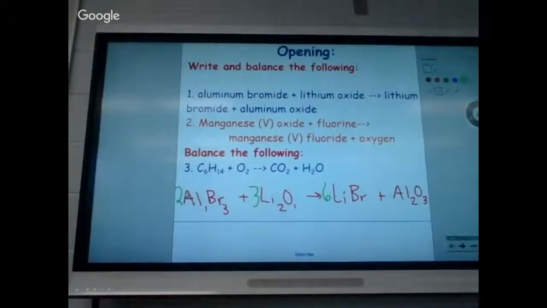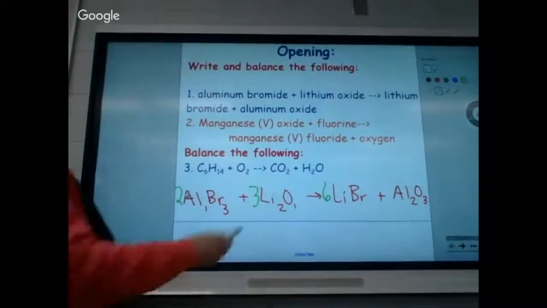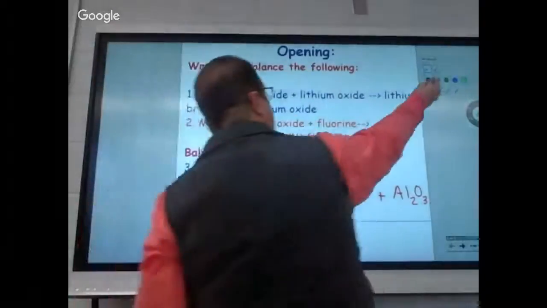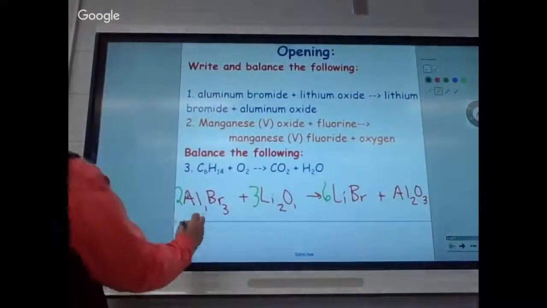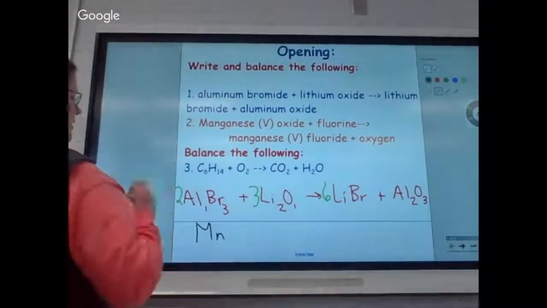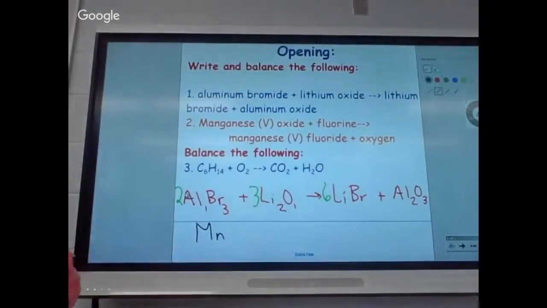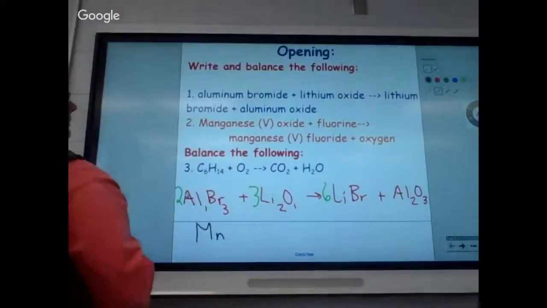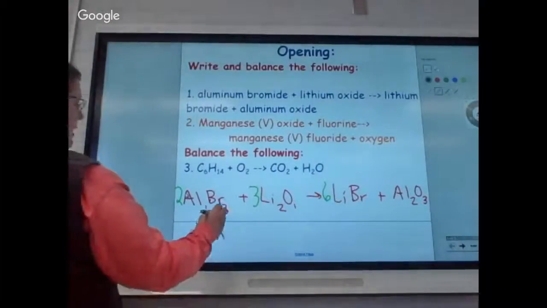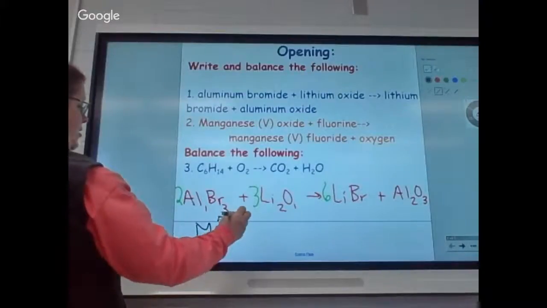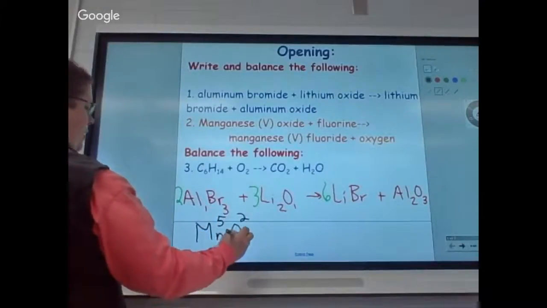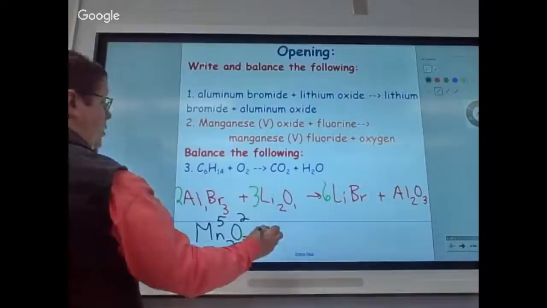All right. For number 2, how many manganese oxides do I have here? That's a compound, right? So what am I going to do there? Crisscross. So manganese has a Roman number behind it. So what does that mean? That's the oxidation number. So manganese is a 5. Oxide is a 2. So I'm going to bring my 2 down and my 5 down.